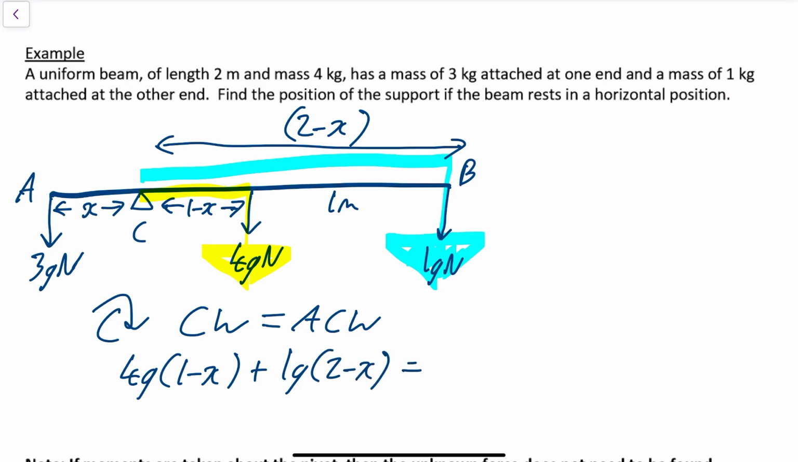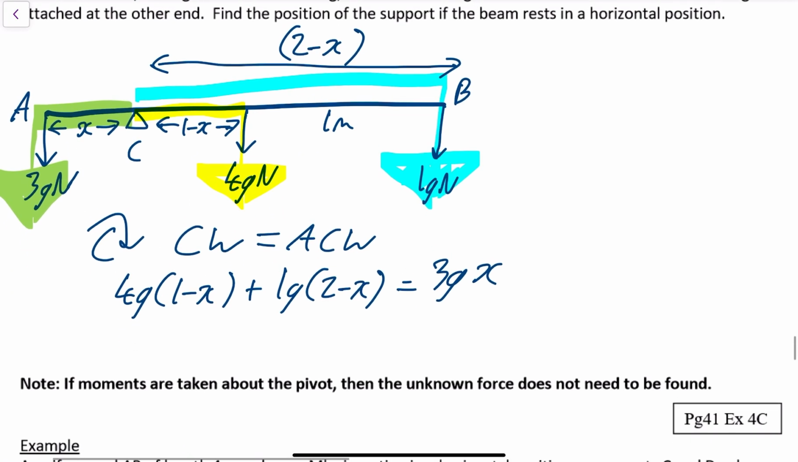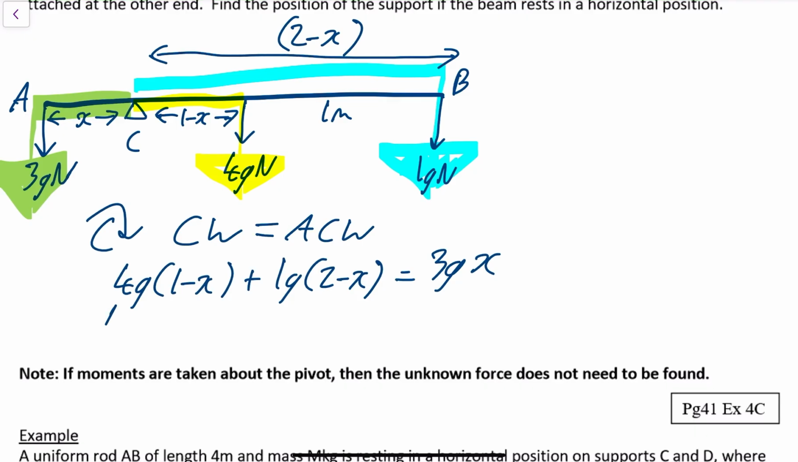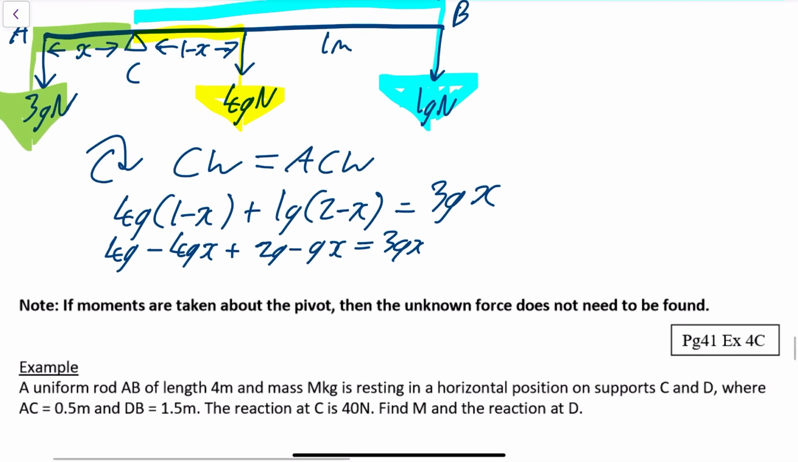And then anti-clockwise, I would just have this one here. So anti-clockwise, I would have 3g times x. Okay? And then we'll multiply that all out. Tidy up, it's a bit of a mess. 4g minus 4gx plus 2g minus gx is equal to 3gx. I would bring all my g's to the right-hand side.